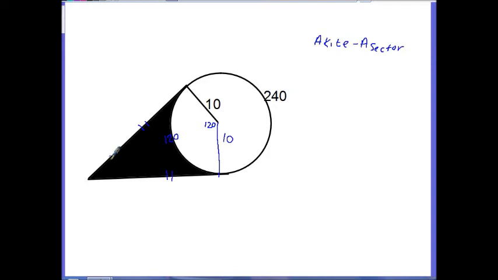So here we go. First thing that I'm going to want to do here is try and bisect my 120 degree angle, forming 60 and 60. Now, we know that where that tangent meets the radius, we have a right angle. So I have a 30, 60, 90 triangle being formed. Same on my other side.